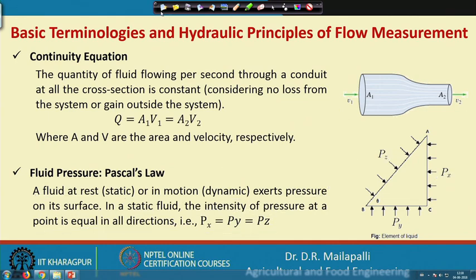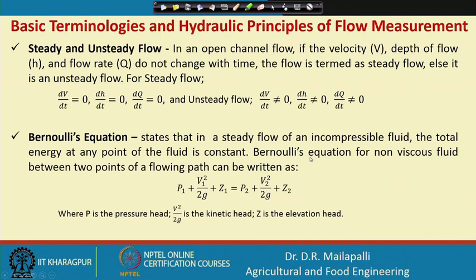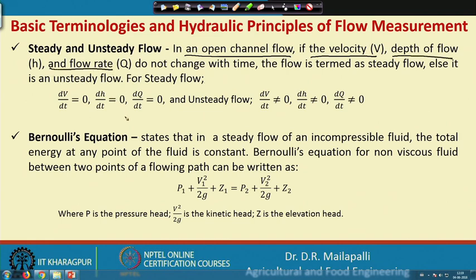So, this is Pascal's law, and then let us go into the steady and unsteady flow. In an open channel flow, if the velocity, depth of flow and the fluid flow rate do not change with time, that is steady. The flow is termed as steady, else it is unsteady.